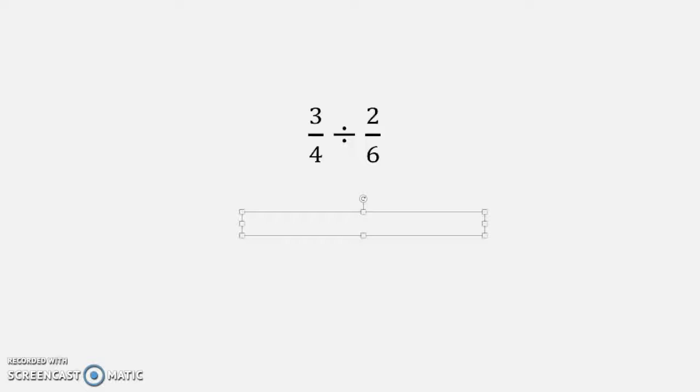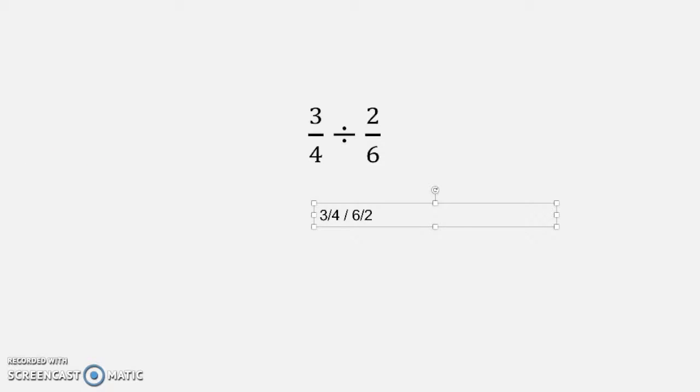So, we have 3/4 divided by 2/6. However, we want to make it a reciprocal. So then it becomes 6/2. Excellent. So now we have made a reciprocal. And this is what our equation then becomes.